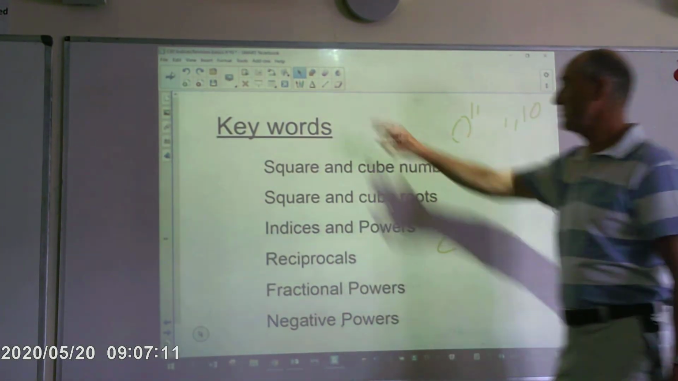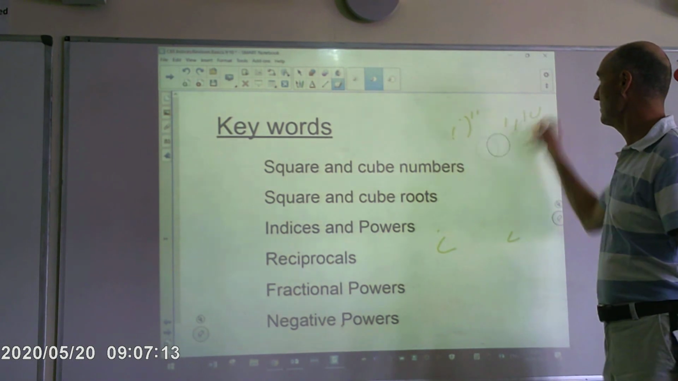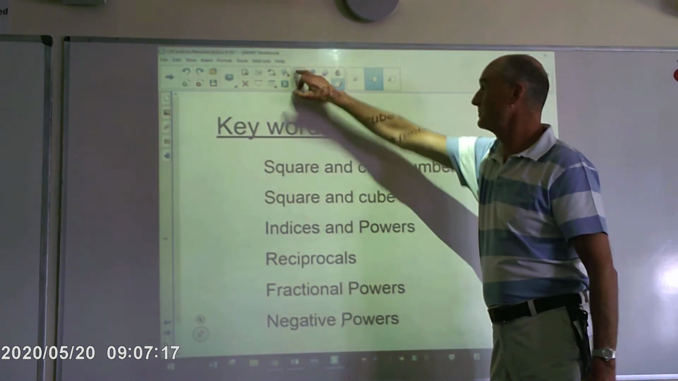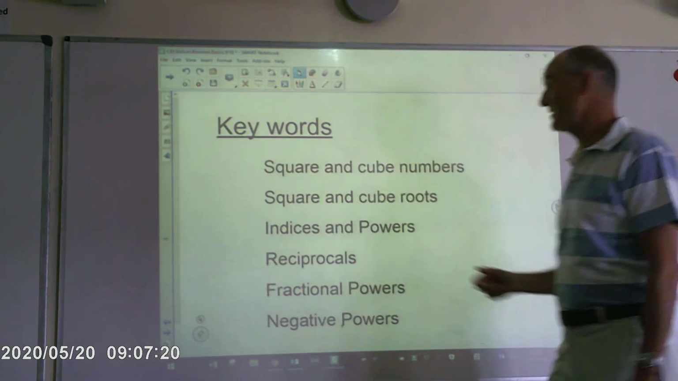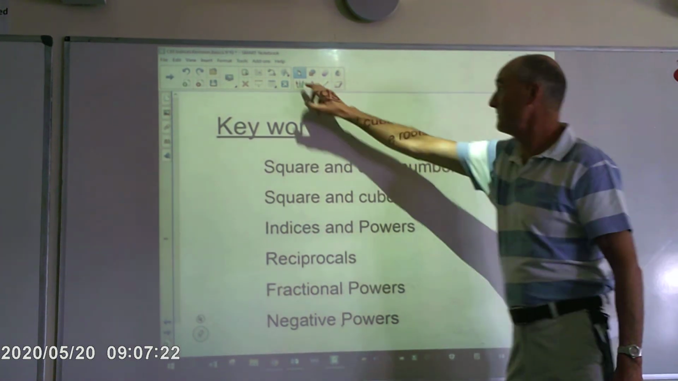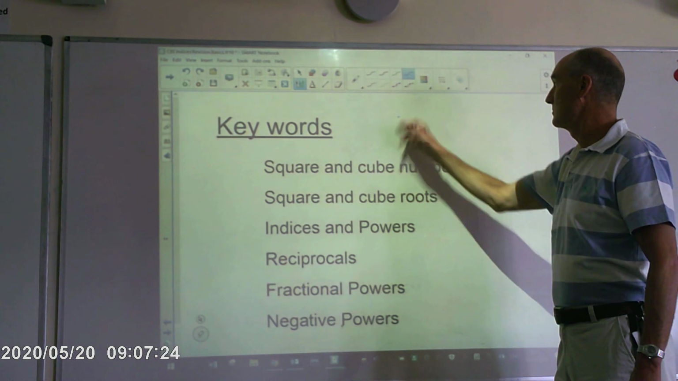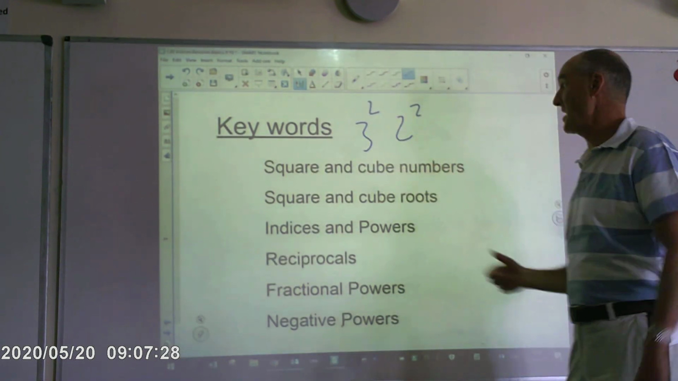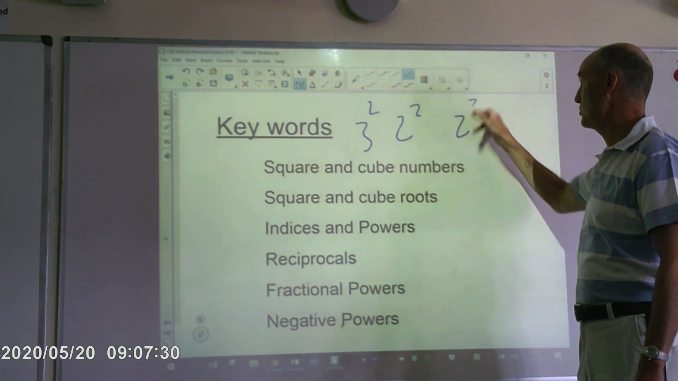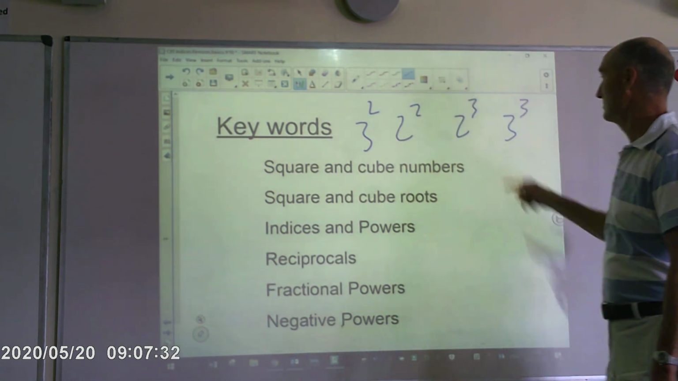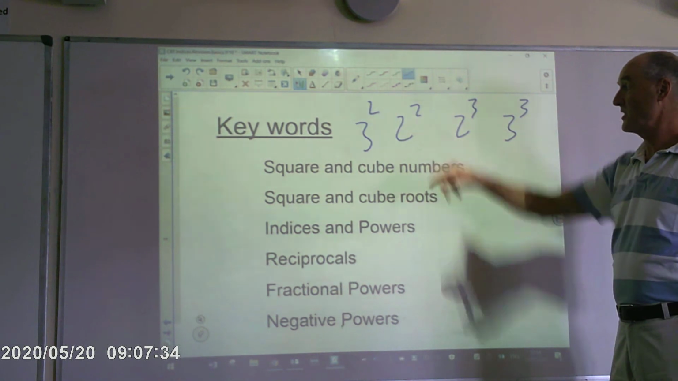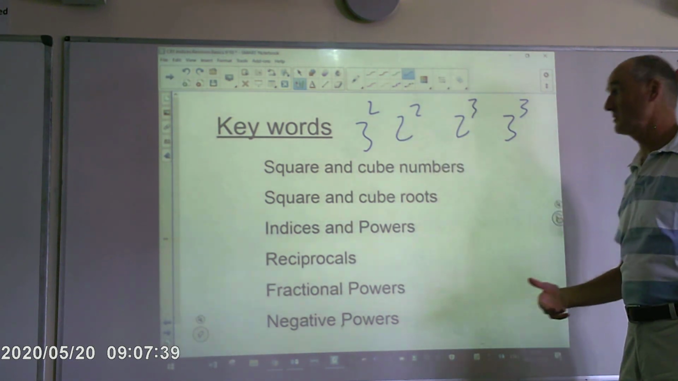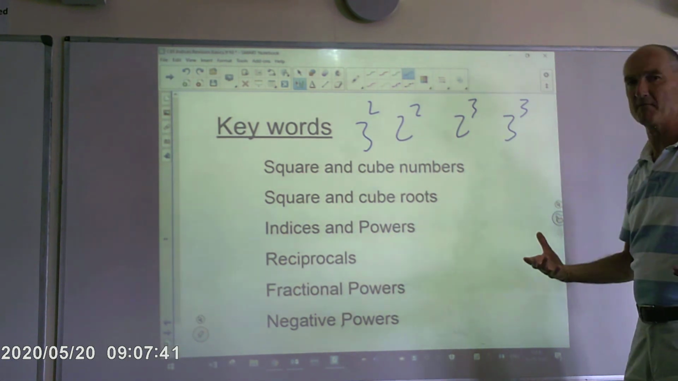Square and cube numbers. Let's just get rid of this off here. Square and cube numbers. Okay, squared number. So we could have 2 squared, 3 squared. You should be happy with those. We could have 2 cubed, 3 cubed. What does that mean? 2 squared is 2 times 2, 2 cubed, 2 times 2 times 2. Okay? You should be happy and familiar with those.